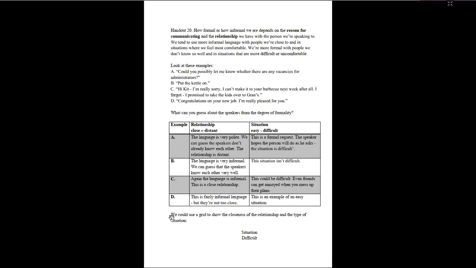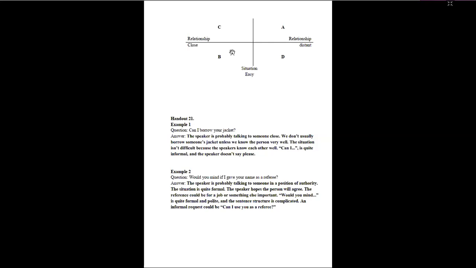So we could use a grid to show the closeness of the relationship and the types of situation. So here is the situation. You can see that we divided the four examples into four categories and four places. So you see that this horizontal line is called the relationship line, and this one is called the situation line.